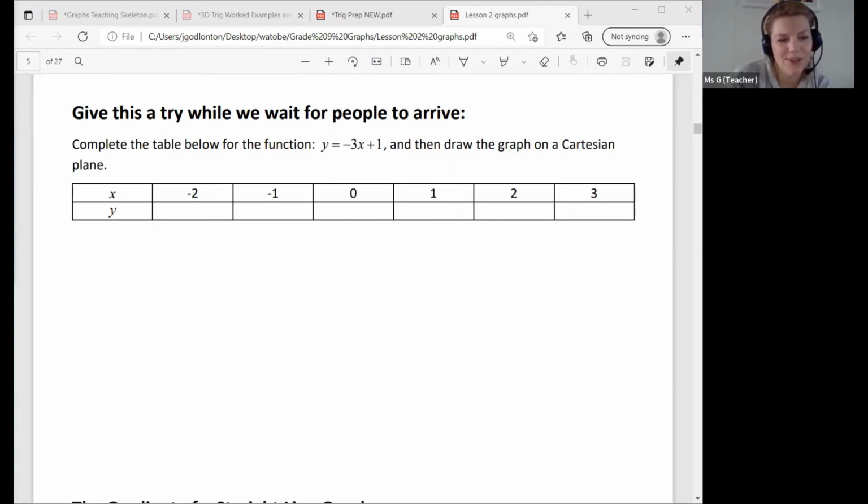Welcome to those of you who've just joined. Get out your pen and paper and a ruler, you just need one ruler, and your calculator. And while we wait for everyone to get here, can you please give this question a try? It's looking at what we did in our last lesson on Monday. So you're going to fill in the table and then you're going to draw this graph.